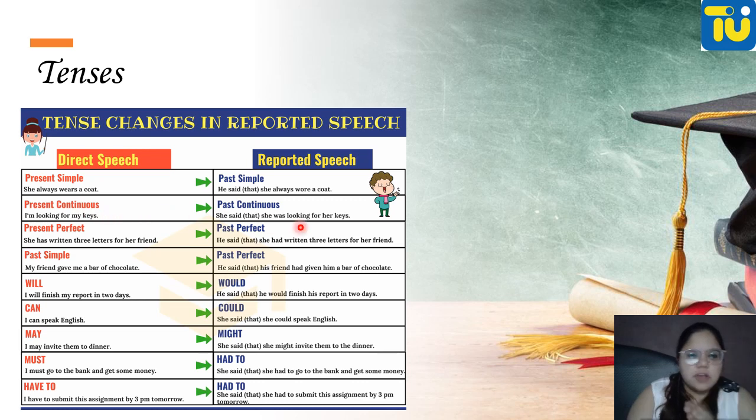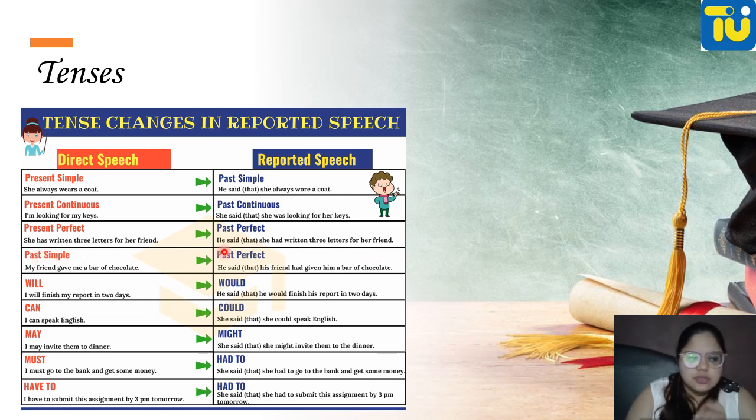Present continuous to past continuous. Similarly, present perfect to past perfect. Let's see the examples. I'm looking for my keys. She said that she was looking for her keys. She has written 3 letters for her friend. He said that she had written 3 letters for her friend.